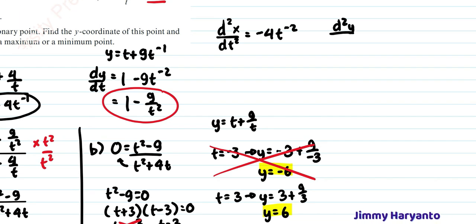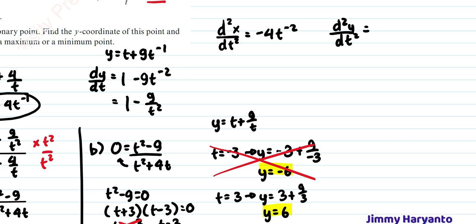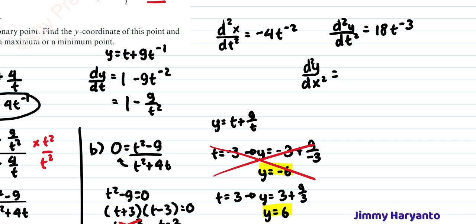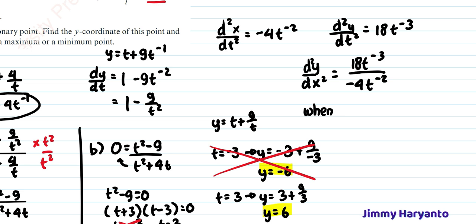And then d squared y over dt squared equals, for this one we will use this instead. So 1 becomes 0, negative 9 times negative 2 is 18, t to the power of negative 3. So d squared y over dx squared equals 18t to the power of negative 3 over negative 4t to the power of negative 2. And then when you insert t equals 3, the value will be negative. That means it's a maximum.